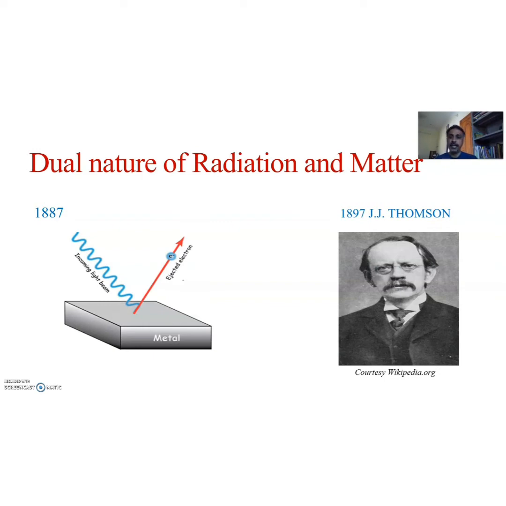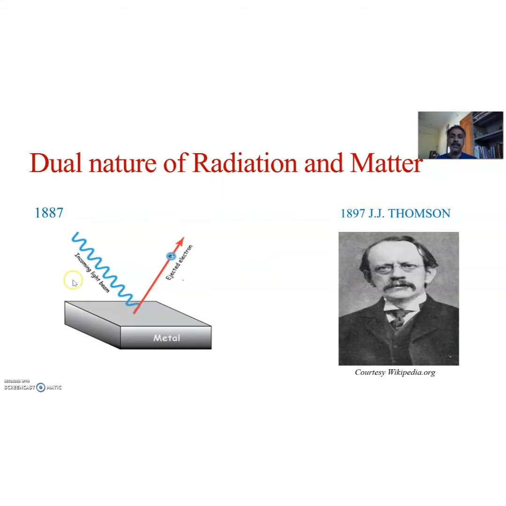So dual nature of radiation, it all began in 1887 as scientists discovered that high frequency ultrasonic waves were used to emit certain negatively charged particles from the surface of the metal. We say it's a negatively charged particle because electron was not invented at that time. It was invented only in 1897 by J.J. Thomson. Before that, it was considered as a stream of negatively charged particles.